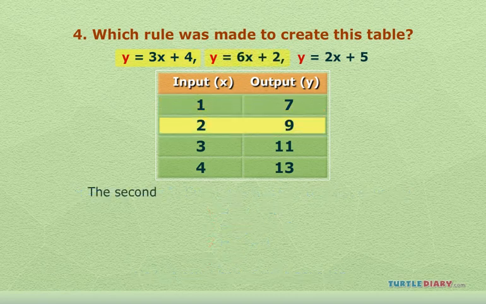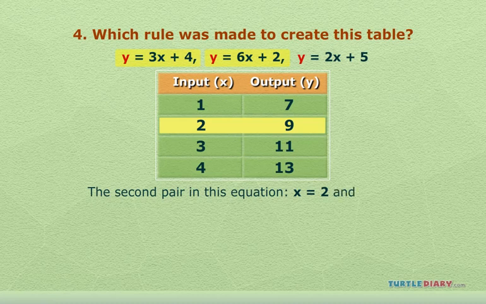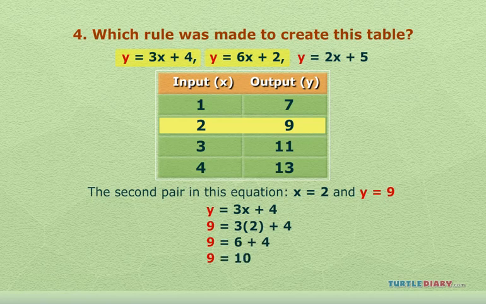Let's try the second pair in this equation. x equals 2 and y equals 9. y equals 3x plus 4. 9 equals 3 times 2 plus 4. 9 equals 6 plus 4. 9 equals 10. Wait, this isn't right. So this was not the rule used to create the table.